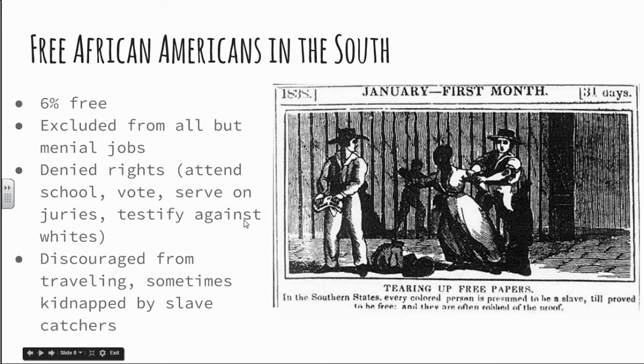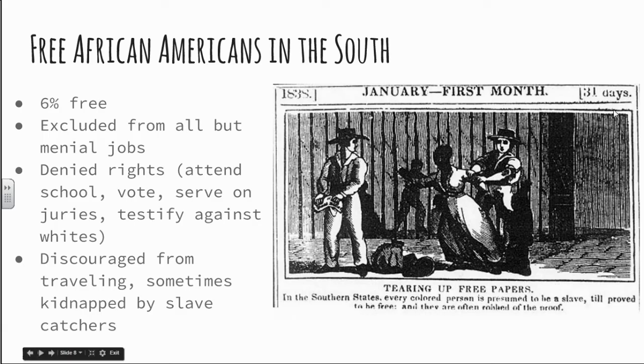They were discouraged from traveling. Often it would be made extremely difficult for them to get around, and they had to be aware that at any time they might find themselves kidnapped by slave catchers. There were people who made their livelihoods off of catching fugitive slaves, and you'll see this start with the Missouri Compromise. But even free African Americans would find themselves sometimes kidnapped and accused of being an escaped slave.